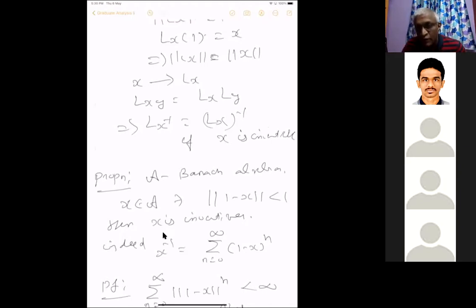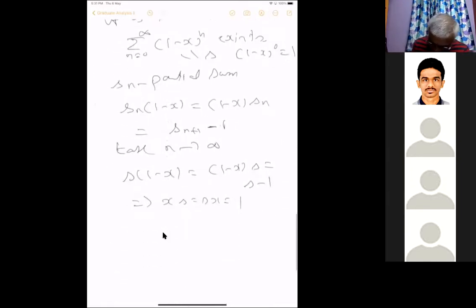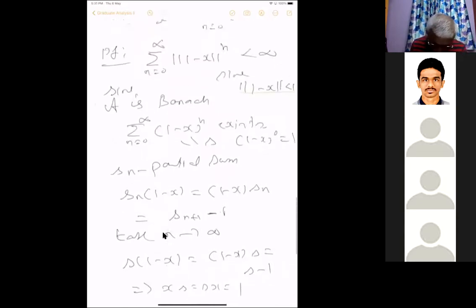So if we have any element in the C-star algebra which is at a distance of less than 1 from the identity, then they are all invertible. That's an open ball around the identity, an open ball of radius 1, which are all invertible. So from this, we want to prove the following.